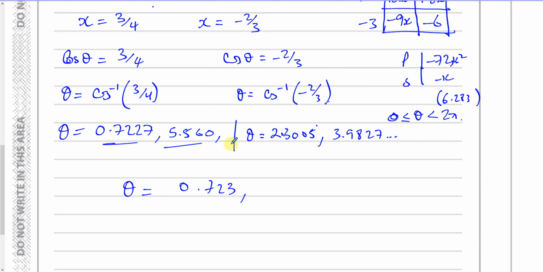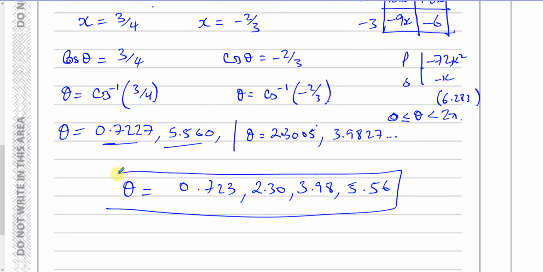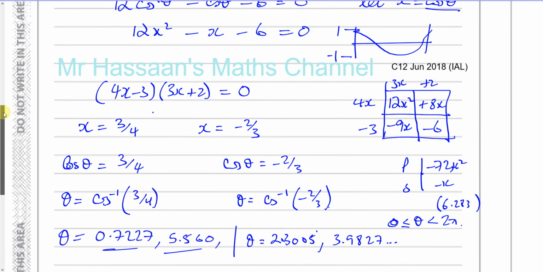And the next one in order of size is 2.30. You have to write the 0 down because that's the third significant figure. Then you have 3.98. Then you have 5.56. Those are the solutions to this question part B. So that's how you deal with these questions.